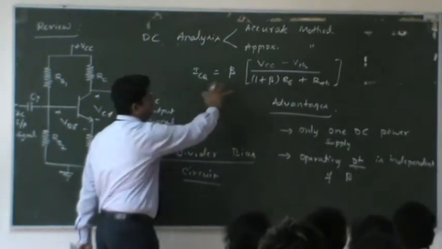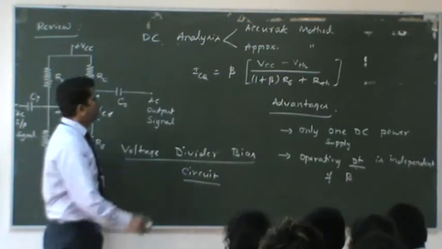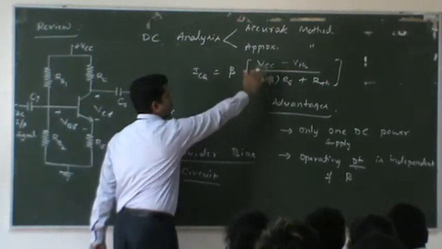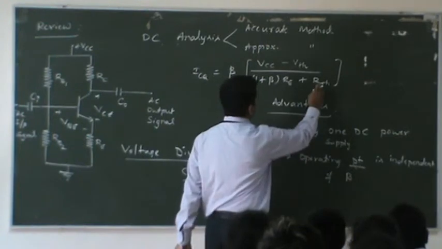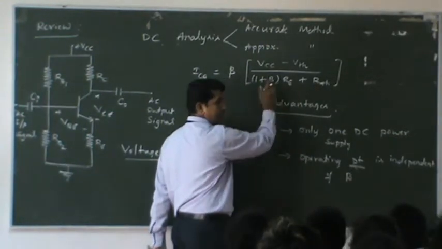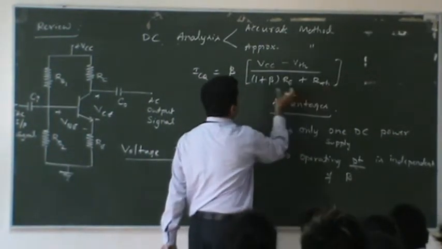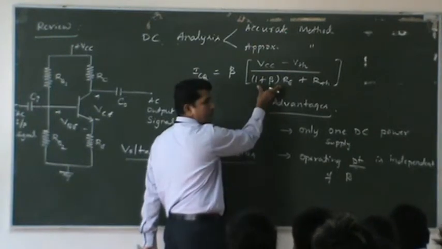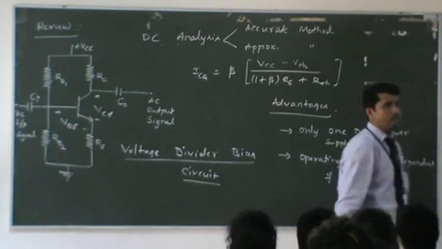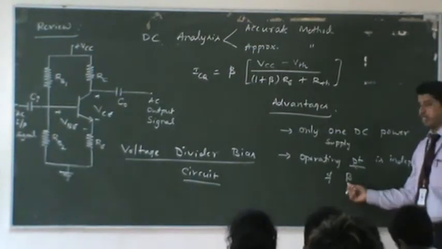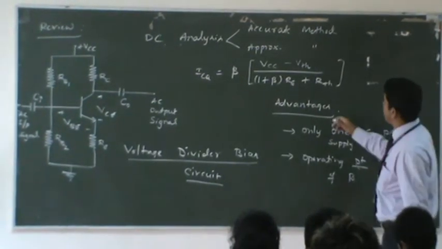Look at this. Can we somehow make this equation independent of beta? ICQ should not depend upon beta. When you compare, look at the denominator particularly: R Thevenin as well as 1 plus beta times RE. Here we can make some approximations so that the operating point becomes independent of beta. How the approximation is made is here.